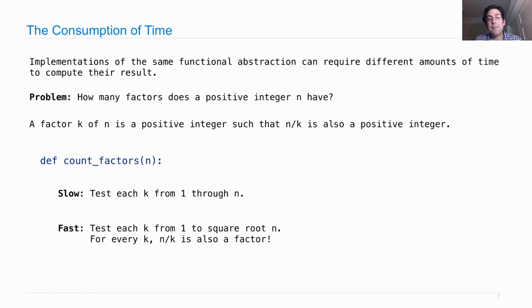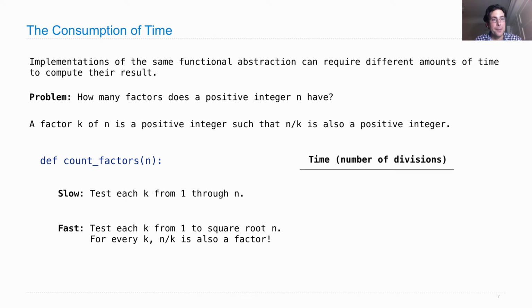So we can test each k from 1 to the square root of n. For every k that evenly divides n, n divided by k is also a factor. So the square root of 6 is somewhere between 2 and 3. If we test 1, that evenly divides 6, and 6 divided by 1 is 6, so that's two different factors. And 2 evenly divides 6, 6 divided by 2 is 3, so 3 is another factor. So we only have to count 1 and 2, but each of those has another factor, the n divided by k, that you multiply in order to get n.